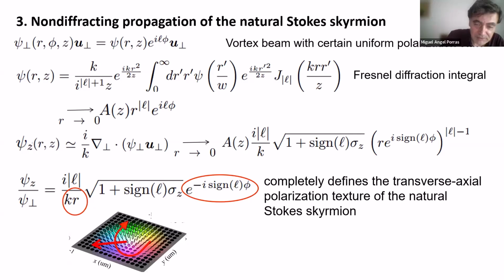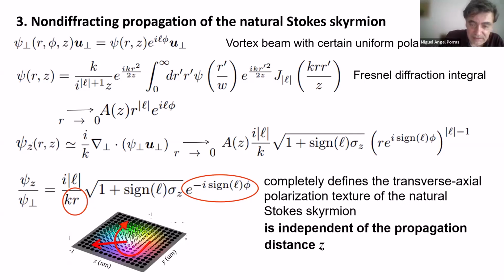And the important point, I repeat, is that it is independent of the propagation distance set. So even if the transversal component and the axial component change, the skyrmion itself, its polarization texture, is independent of the propagation distance in shape and size. Of course, the power within it may diminish a lot when the beam is diverging, but can be increased a lot by focusing it.